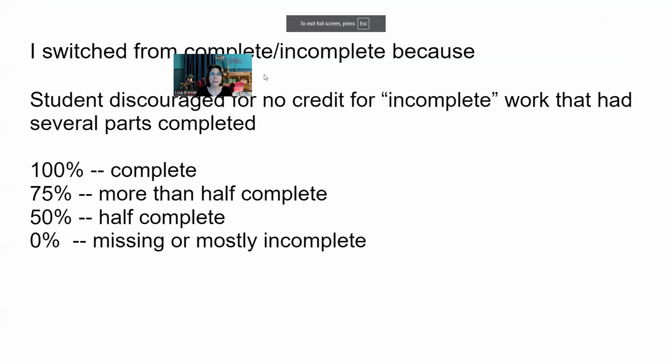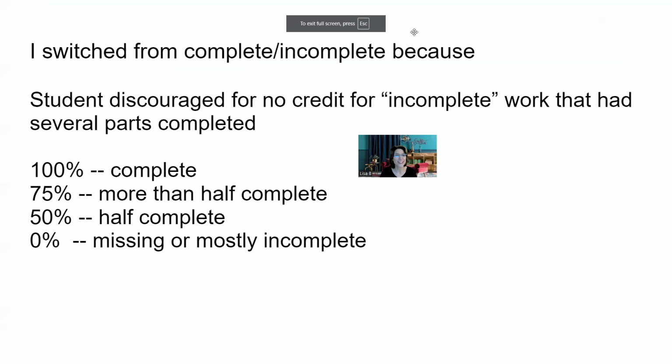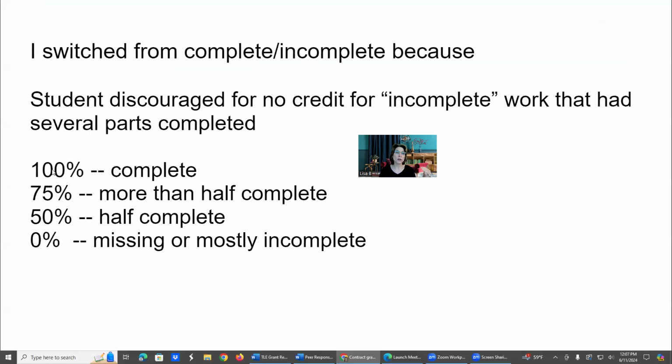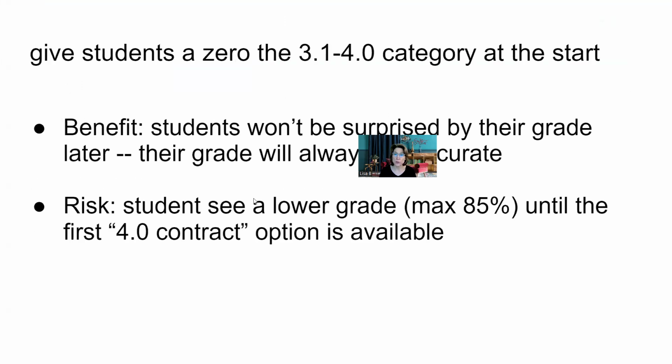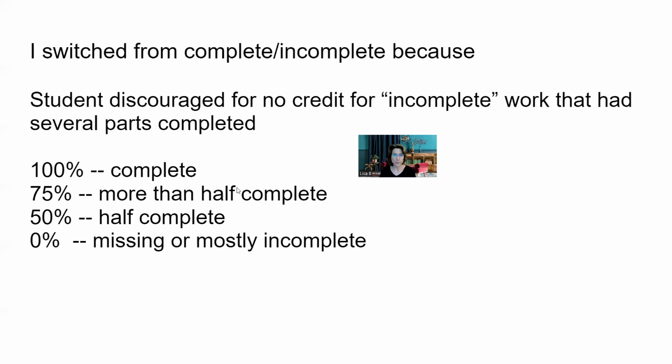Okay, so the other thing that I did, which you don't have to do and is not related to that, is I switched from using complete incomplete to if you complete it, you get 100%. If you do more than half, you get 75%, and so on. Some students felt discouraged that if they got an incomplete, it was counting for no credit, and sometimes they had done maybe 75% of the work. So I have just switched myself to a complete is 100%. But you can still use the complete incomplete.